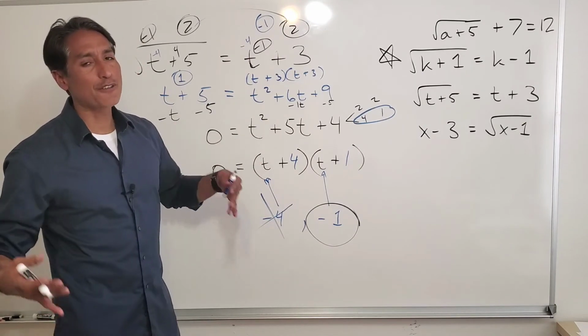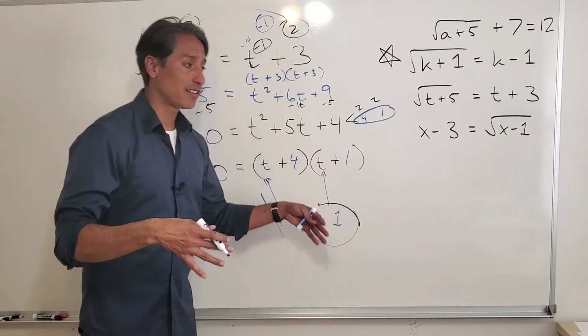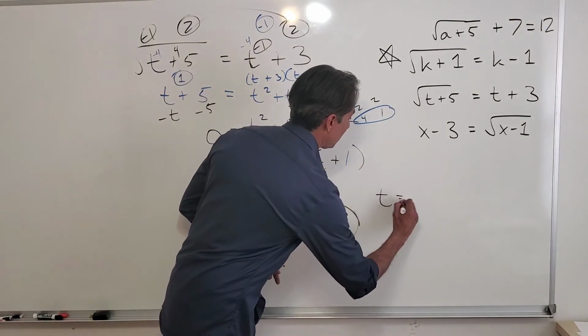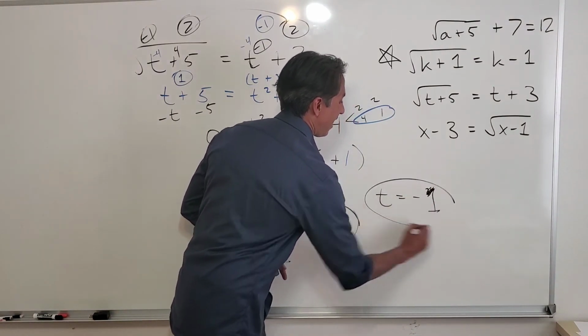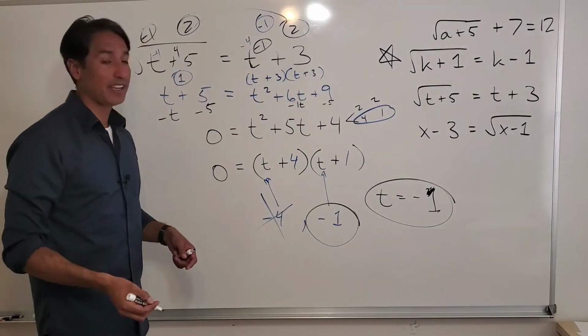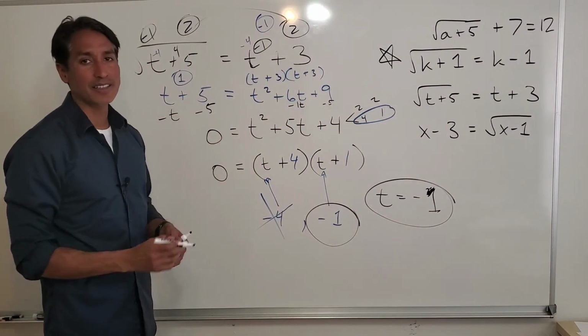But to make it a final answer, you could write it out as t equals -1, and circle your answer, make your teacher happy, and then move on to the next problem.